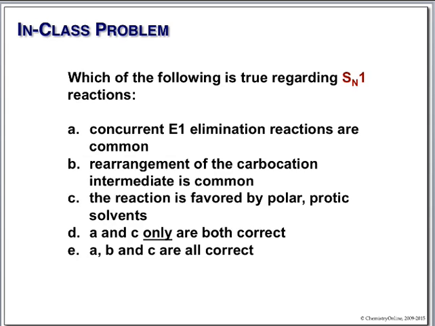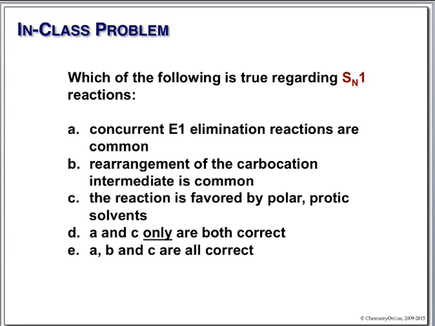SN1 reaction. In an SN1 reaction, what is true? Well, concurrent E1 eliminations are common. Remember, in an SN1, we're going to make a carbocation. In general, that carbocation can do two things. We can have substitution, or we can pull off an adjacent hydrogen and do elimination. So A looks pretty good to me.